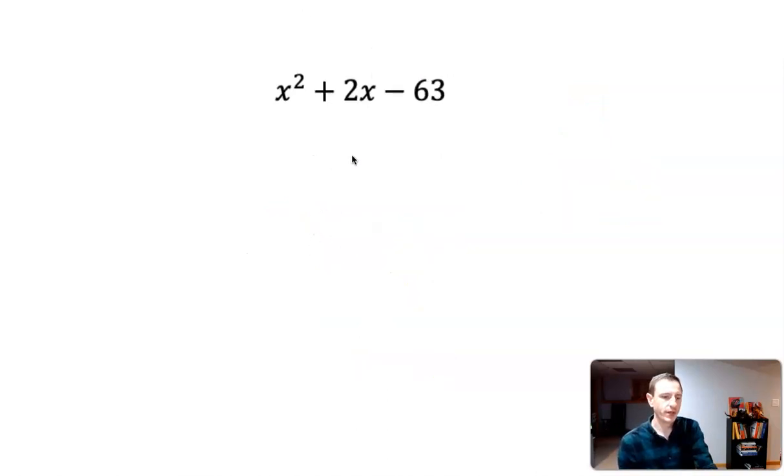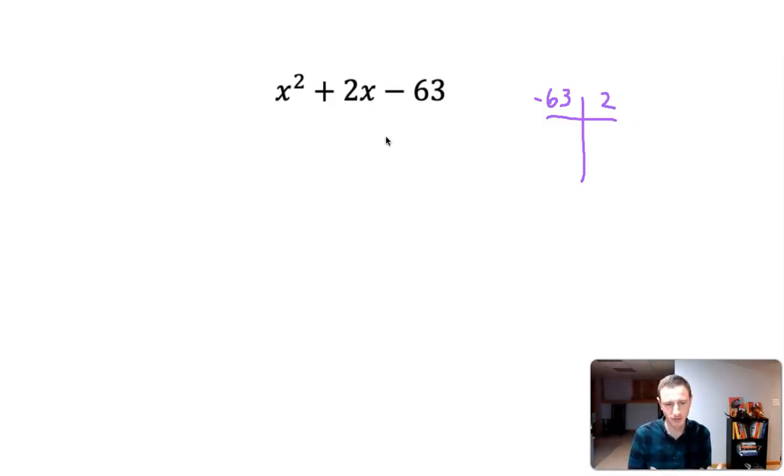Next example, we have two numbers that we want to multiply to a negative 63 and add up to a positive 2. So in some scenarios, it may look a little bit more intimidating than it actually is. Like this one, you want to multiply to a pretty big number, but add up to a pretty small number. If you just think about 63, though, that's only going to be 9 and 7, really, and 3 and 21. So 3 and 21 is not going to work.